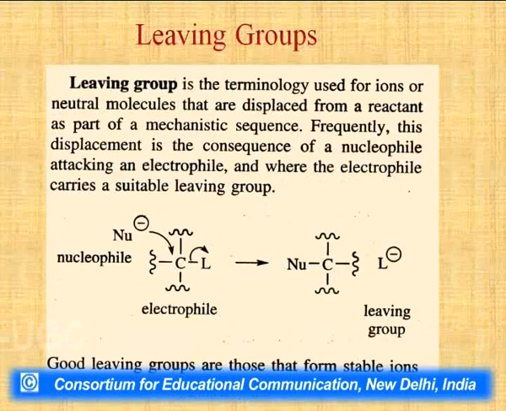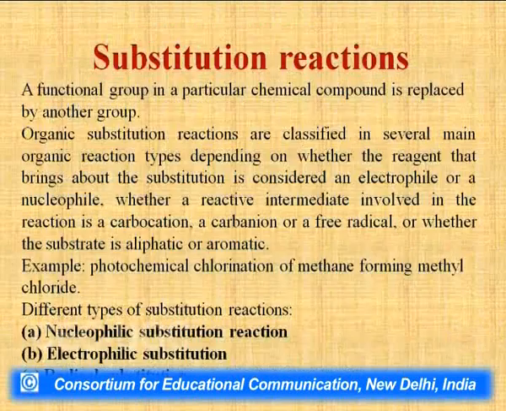What are leaving groups? Leaving group is the terminology used for ions or neutral molecules that are displaced from a reactant as part of a mechanistic sequence. Frequently, this displacement is the consequence of a nucleophile attacking an electrophile where the electrophile carries a suitable leaving group. Good leaving groups are those that form stable ions or neutral nucleophiles after they leave the substrate.